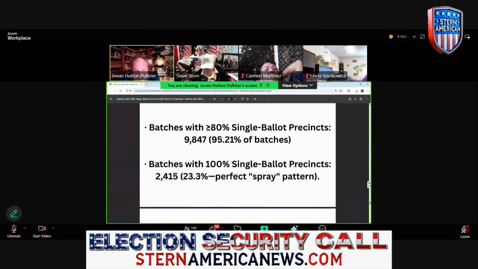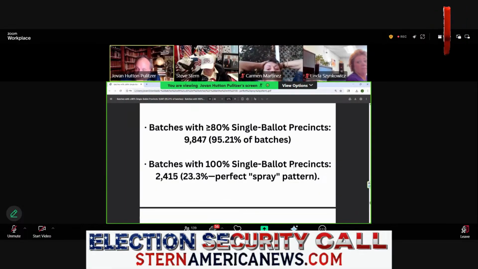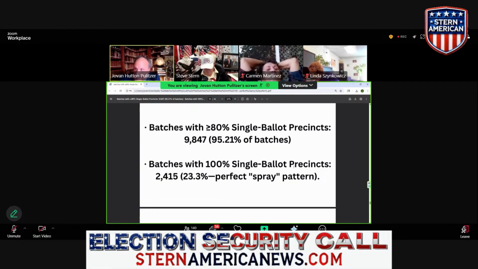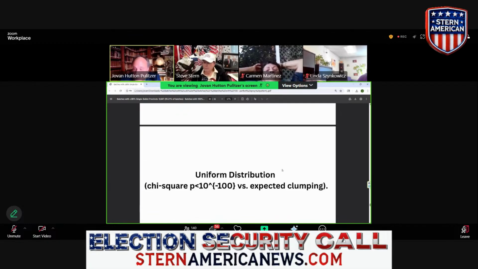But you got to go through every test. You got to go through every single test there is in forensics and mathematics and get them to confirm it. Here are what their confirmations tell us. That greater than 80% of the precincts, 95.21% of these batches, 98,437, were exactly subject to the algorithm we detected. And oh, by the way, there are 2,415 batches where it was exactly one ballot per precinct, equally spread to create that batch. They didn't even have variabilities. In other words, it is 100% verified.